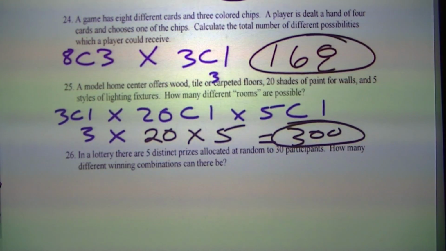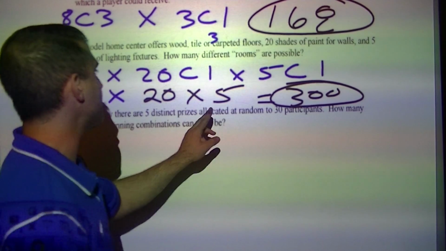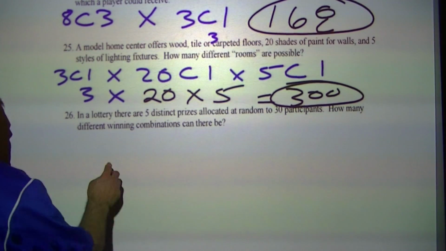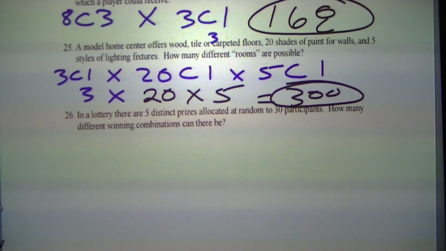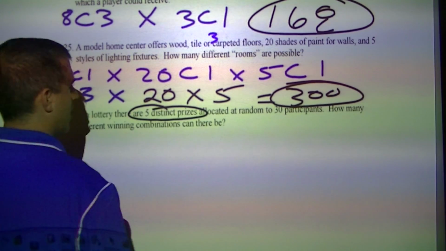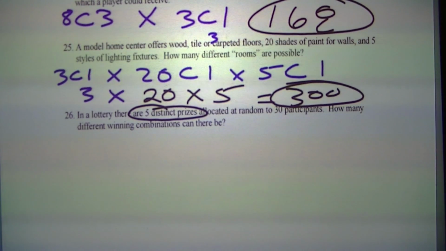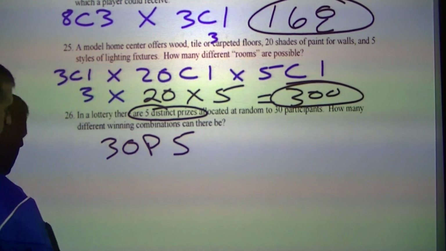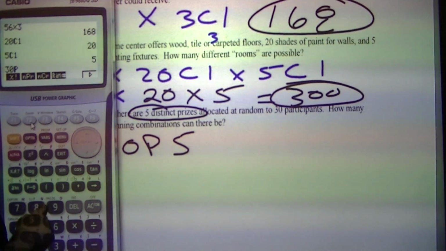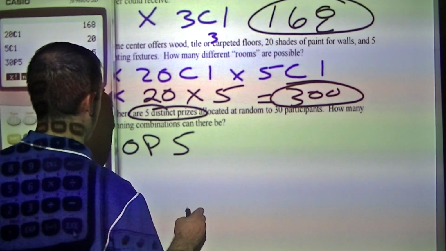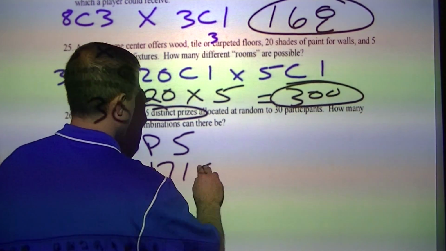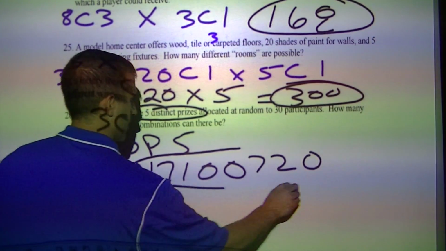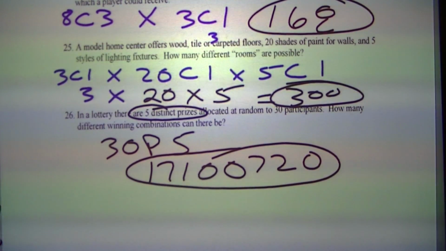I think it's the last one. In a lotto, there are 5 distinct prizes allocated to 30 random participants. How many different combinations? Since it says distinct, order is going to matter. So I'm going to say 30P5. The word distinct sort of gives that away. The answer is 17,100,720. And that's the answer there.